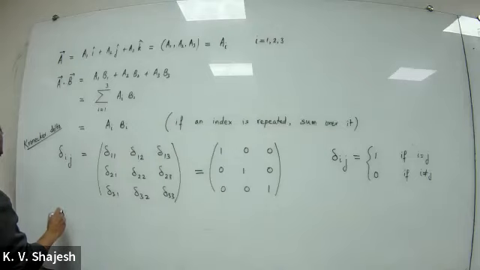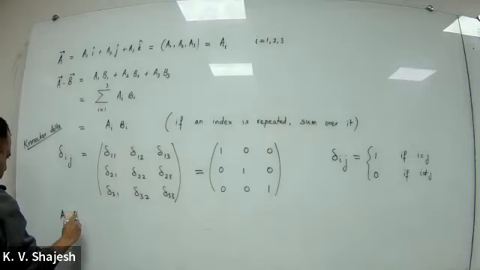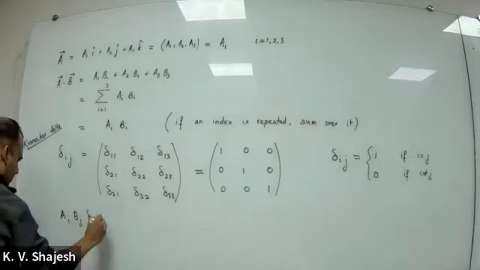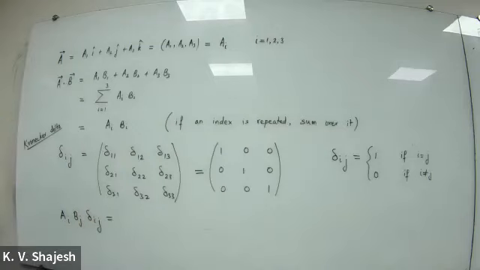So A_i B_j delta_ij. So that's it. Now, how many indices are there in this? It seems like there's an i, there's a j, there's an i and a j. So let's call this a quantity C.